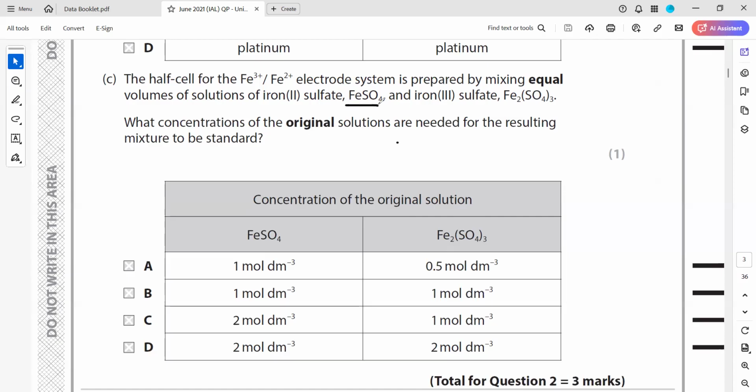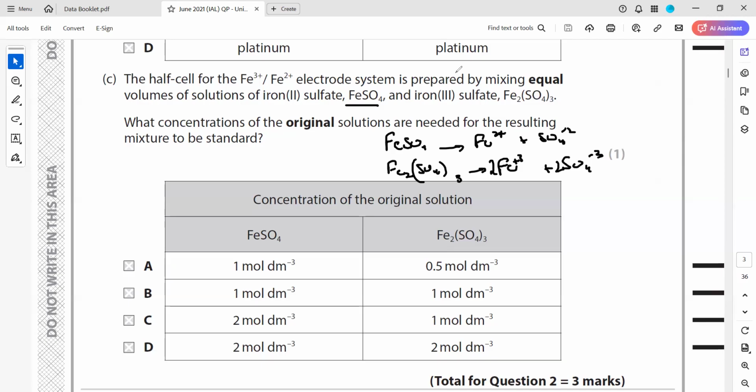This compound FeSO4, when it decomposes, will give us iron 2 ion and sulfate ion. And when the compound Fe2(SO4)3 decomposes, it will give iron 3 ion, and how many iron 3 ions? 2 iron 3 ions it will give. And it will give sulfate ion, 3 sulfate ions.